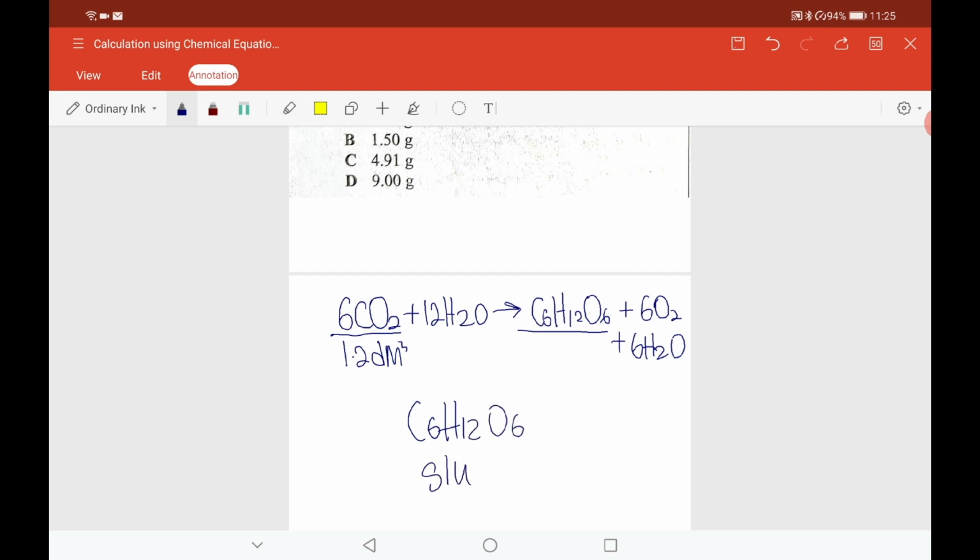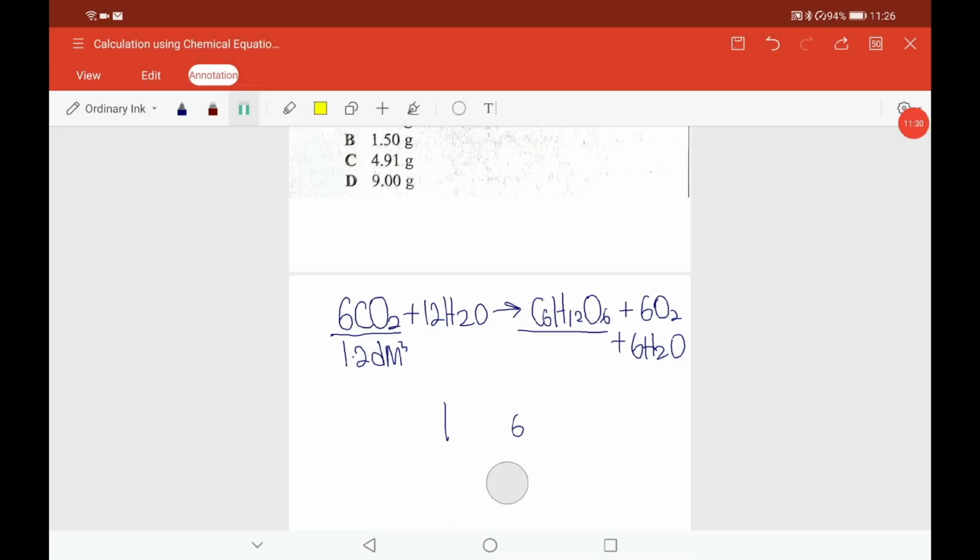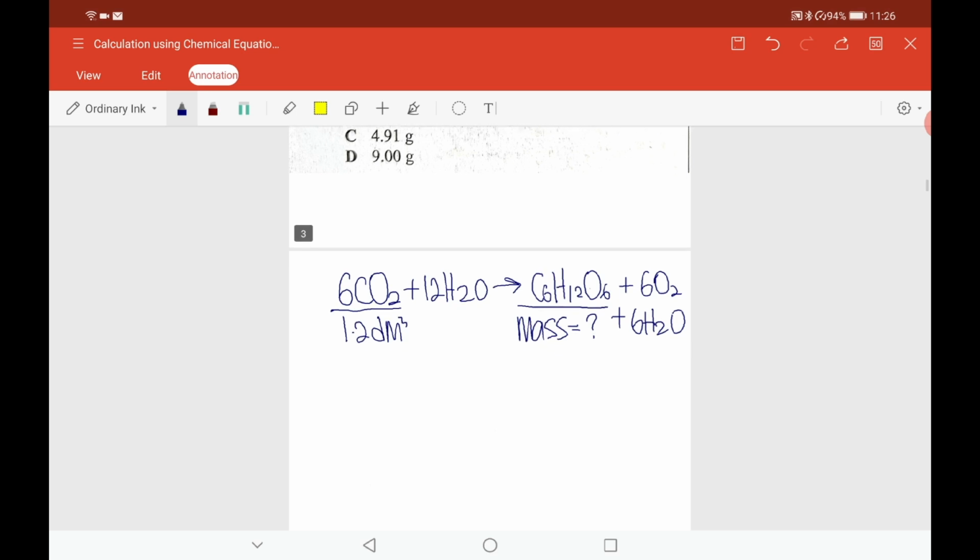C6H12O6, this is your glucose. In this case, we are looking for the glucose. Glucose is C6H12O6. So for the glucose, we are looking for the mass. We can write mass equals question mark. That is what we want. So now we know what we have and what we want already.